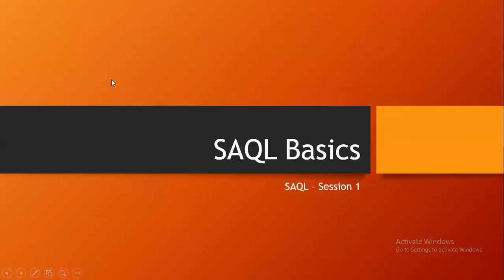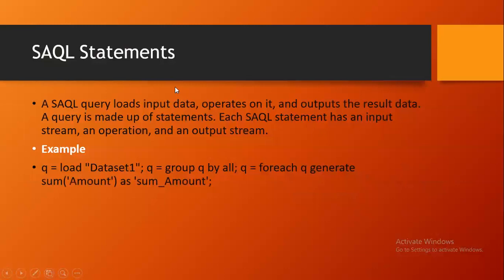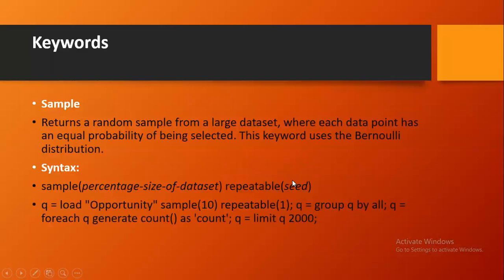Okay, first of all, while looking at SAQL basics, we have some keywords which we need to use. I will tell you how a SAQL statement looks and how we can form one. What is called a SAQL statement? Each line which we write here in SAQL is a SAQL statement. For example, q is equal to load datasets, q is equal to group q by all, and q is equal to foreach q generate sum of amount. These are all separate simple statements.